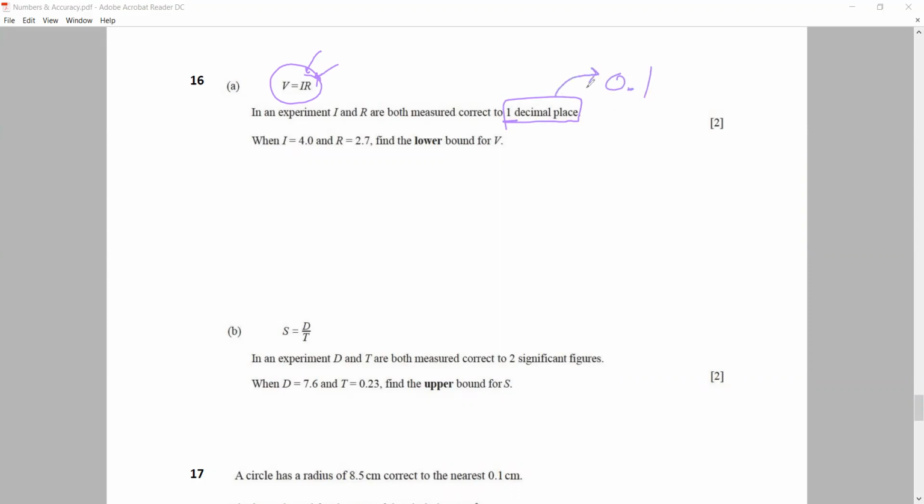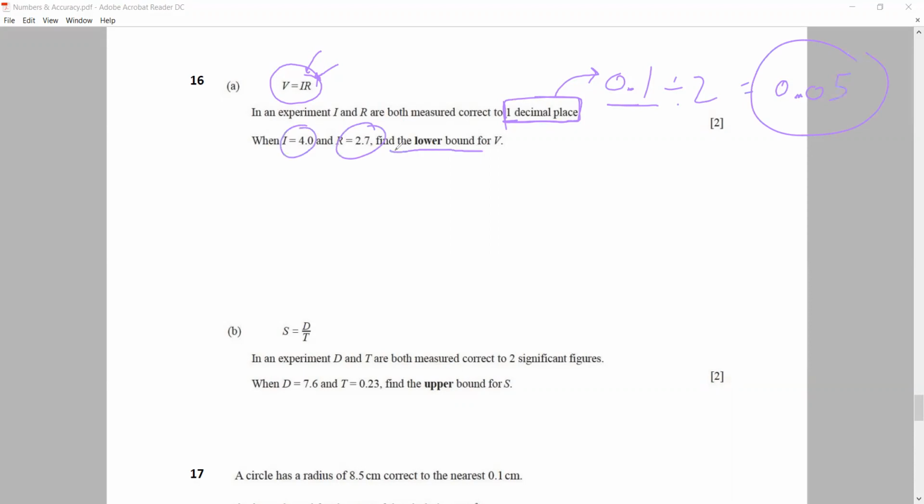Because I want to find out what to do. Remember that number which you added or subtracted to get the lower or upper bound? That number is obtained from this degree of accuracy. So this is 1 decimal place, divided by 2. That gives us 0.05. Now, if they want the upper bound, I just add this to these original numbers. If they want the lower bound, I just subtract it.